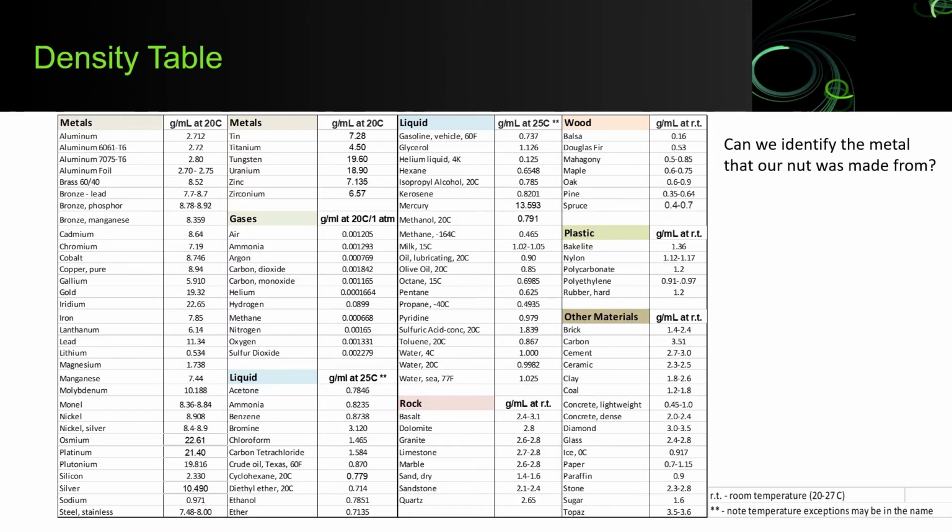Bronze, lead, and iron also have similar densities to steel and also could be used to make nuts. So we would need other tests and measurements to be sure.